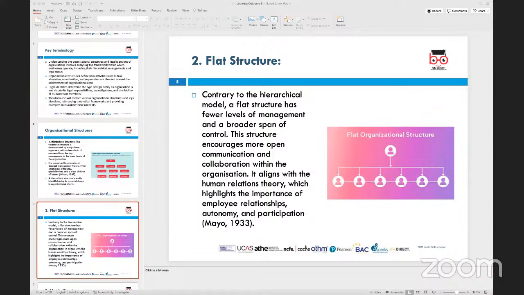Now, this particular structure originates from the human relations theory, which pays emphasis on employees and their relationships and their autonomy in terms of working in teams, and also having participation from each member of the team, which makes things happen within the organization. That means if people are working together in unison to achieve objectives, then the organization achieves objectives, and the management focuses on paying emphasis to employees, staff, and their welfare.